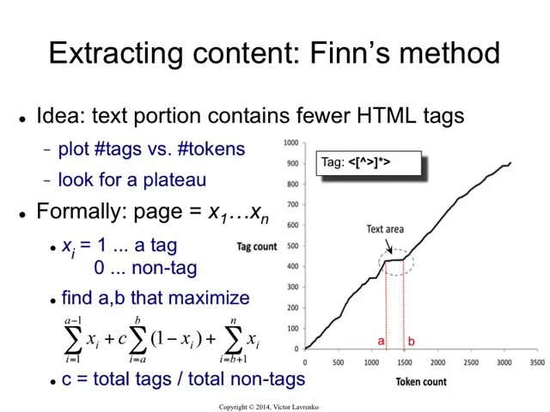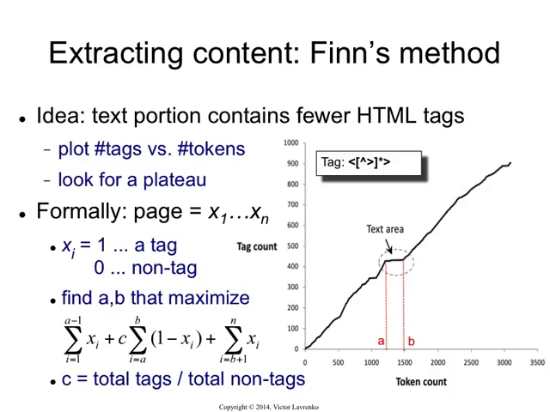The objective function that corresponds to that is this function right there, right? I'm adding up the xi's from the beginning until A. So this counts how many tags I have up until A. The right side is how many tags I have after B, from B until the end of the page. And the part in the middle tells me how few tags I have between A and B. So I'm adding up 1 minus xi.